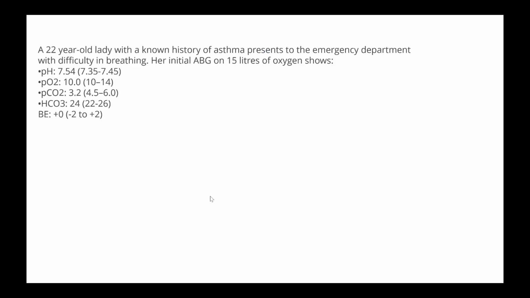Very good. A 22-year-old lady with a known history of asthma presents to the emergency department with difficulty in breathing. Her initial ABG on 15 liters of oxygen shows pH 7.54. Acidosis or alkalosis? Alkalosis. CO2 is 2.2, bicarb 24. What is this? Primary respiratory alkalosis. The PO2 of 10 with 15 liters of oxygen, is that okay? So, hypoxia, type 2 respiratory failure.